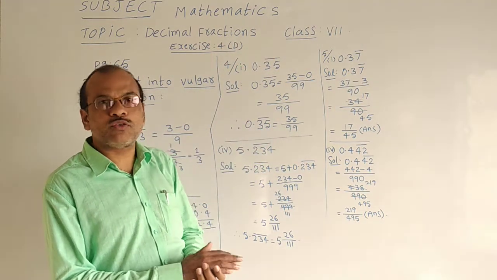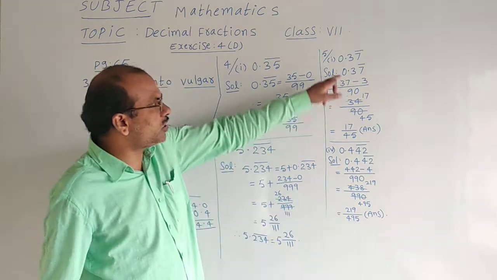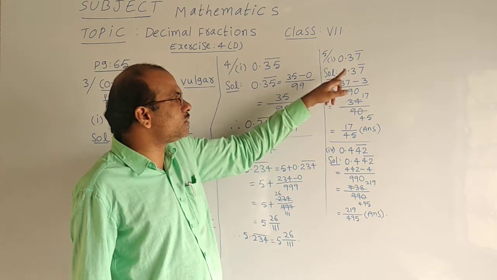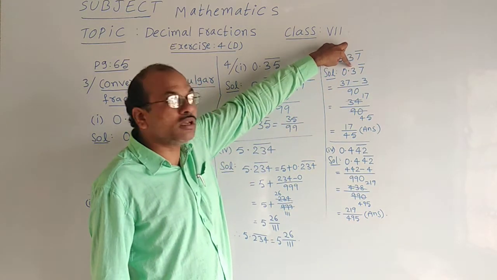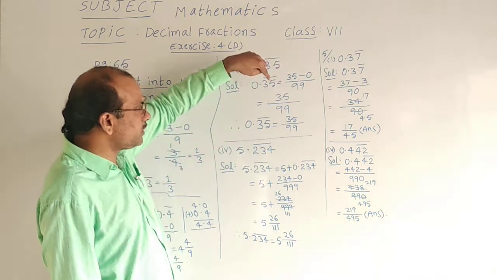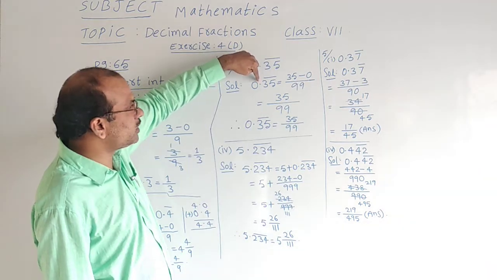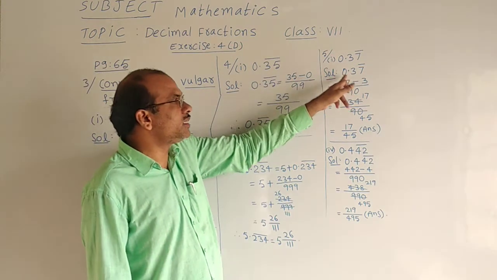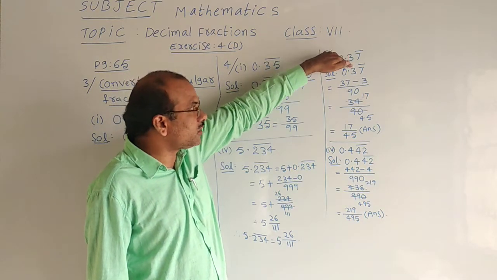Then this sum we have to do. For the vulgar fraction we have to write the steps. That is 0.37 bar, only 7 is under the bar. So 37 I have written, minus. In the decimal part this 3 is not under the bar, so that 3 I subtract. Earlier, in the decimal part, no digit was without a bar, and that we treated as 0 only. But here in the decimal part there is a digit not having a bar, that is 3. So that 3 I have written here.